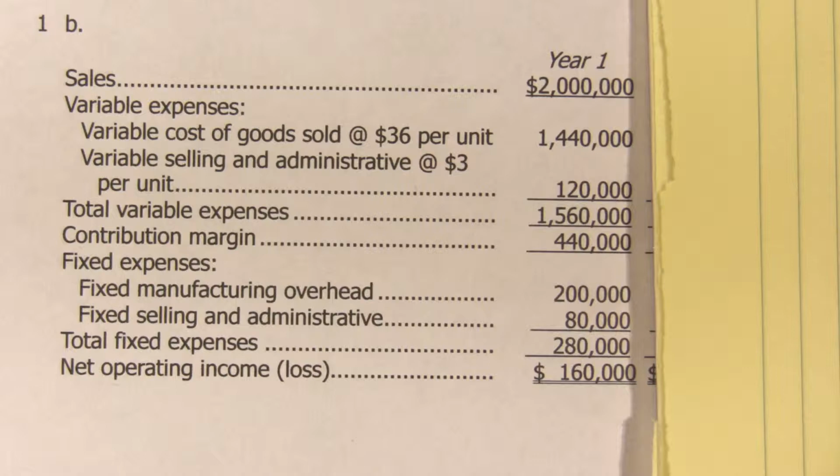So you have to keep that in the back of your mind, okay? In year 1 they produced 50,000 units and sold 40. During the second year they produced 40 and sold 50. So the inventories are going to change. We have to pay attention to that under absorption costing. Under variable costing, you'll see it doesn't really matter.